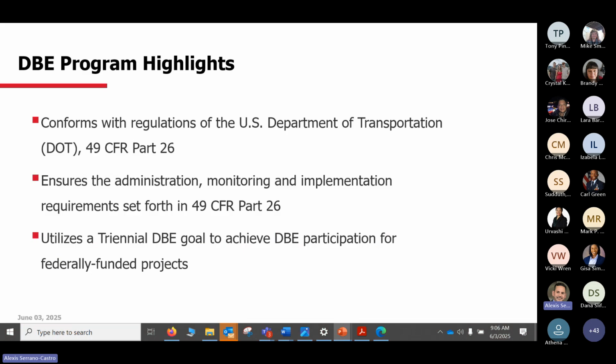About the DBE highlights, the DBE program is to conform with regulation, again, under the US Department of Transportation, specifically 49 CFR Part 26. We need to ensure administration, monitoring, and implementation of the requirements. This program is the one that protects DBEs to be paid, for example, in a prompt manner. So we include prompt payment provisions, release of retainage provisions, and not removing DBEs from federally funded programs without good cause. The fact that the Small Business Office needs to review and approve everything is related to monitoring and implementing those requirements. Also, we will use the triennial goal to reach and capture DBE participation on those federally funded contracts.